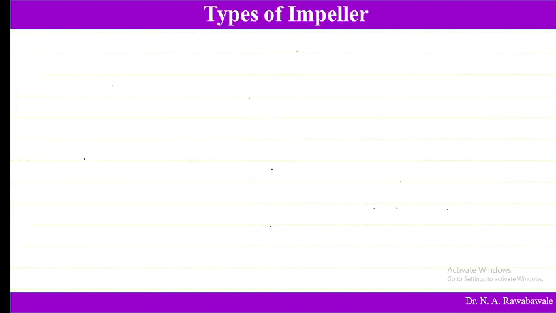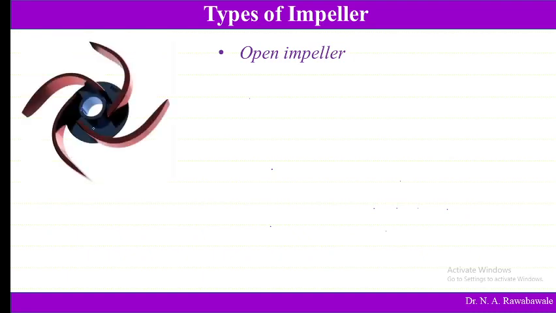Now second is types of impeller. There are three types of impeller. Very first is the open impeller. In this open impeller the vanes are not covered on any side. What we have just seen is the impeller having a cover on one side. This is a purely open impeller where we do not have any cover on either side of the blade. So there is no cover on the upper side as well as on the lower side.